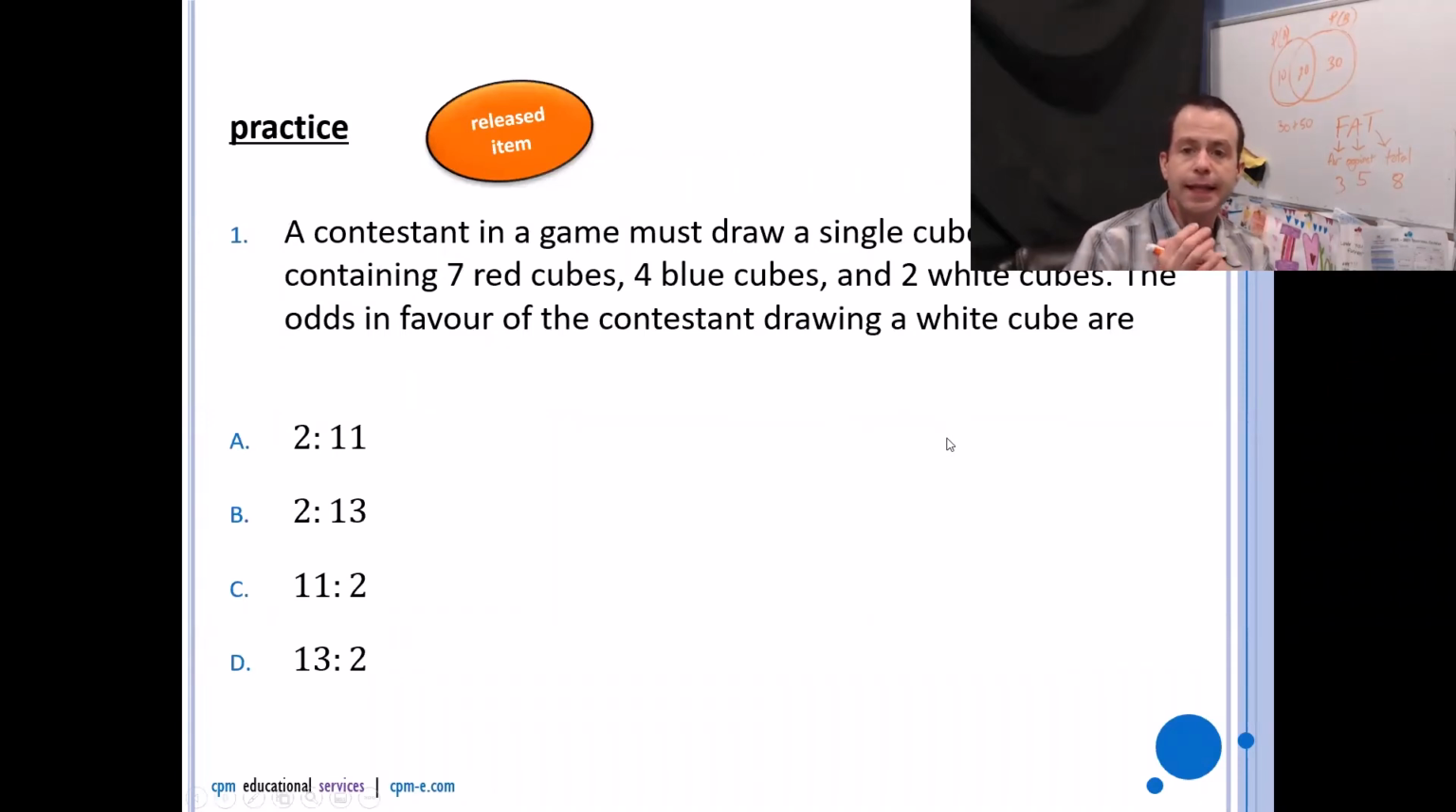Okay. All right, so let's try some questions together. A contestant in a game must draw a single cube from a bag containing 7 red cubes, 4 blue cubes, and 2 white cubes. The odds in favor of the contestant drawing a white cube. Well, it's odds, so that's in favor to against. Okay, so I have 2 white cubes and I have 11 non-white cubes. So it'd be 2 to 11. Okay.